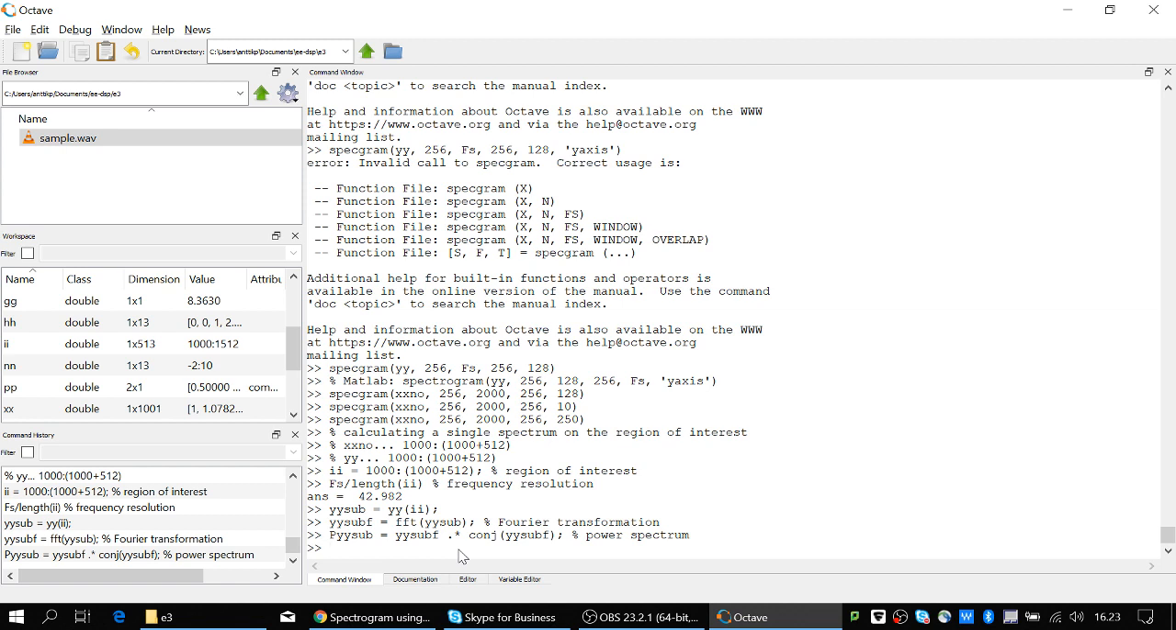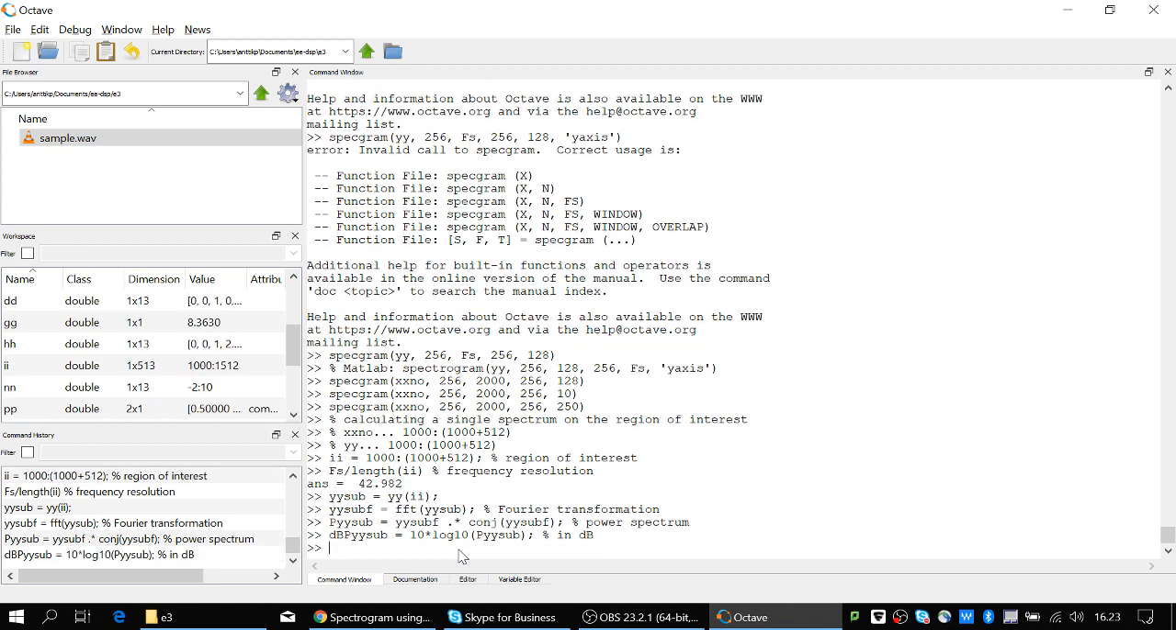But you know that if you calculate the power, you always use decibels, right? Okay, dB PYY sub. I will get in trouble with this naming convention, but let's see. 10 times log 10 of PYY sub. Okay, that was already power, so it's 10 times log 10, in dB.